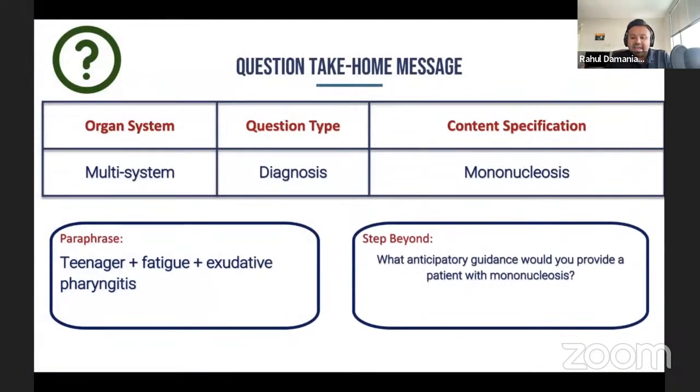What anticipatory guidance would you provide a patient with mononucleosis? What do you think is the best answer? Let's say that he was a football player, for example. Excellent. Remember that these patients can end up having splenomegaly. And if the spleen is injured, the patient can actually end up succumbing to hemorrhagic shock. So the anticipatory guidance is going to be avoid contact sports until resolution.